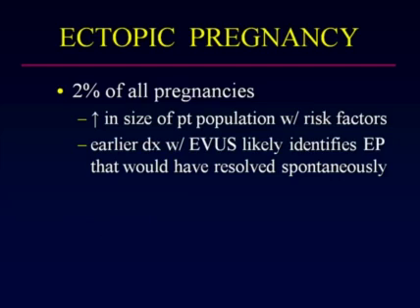Regarding ectopic pregnancy, in the United States, it accounts for approximately 2% of all pregnancies, and this incidence has been increasing over recent decades. The reason for this is that there has been an increase in the size of the patient population with risk factors for ectopic pregnancies, but also because we are now diagnosing these pregnancies earlier with endovaginal ultrasound, and therefore we likely identify ectopic pregnancies that would have resolved spontaneously without coming to medical attention before the advent of use of endovaginal ultrasound.